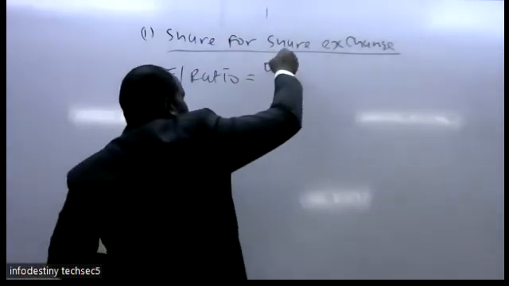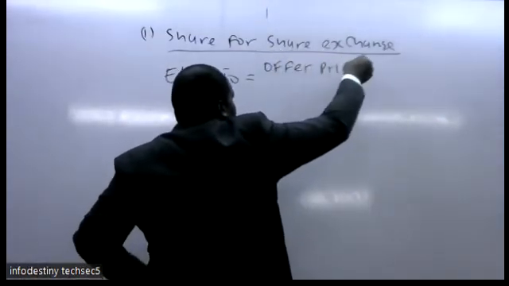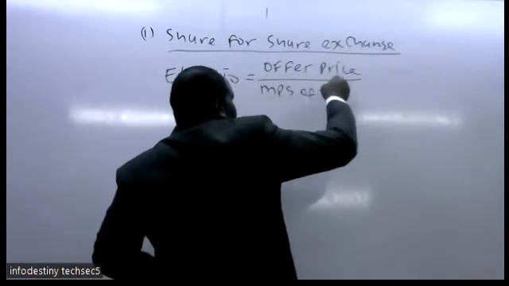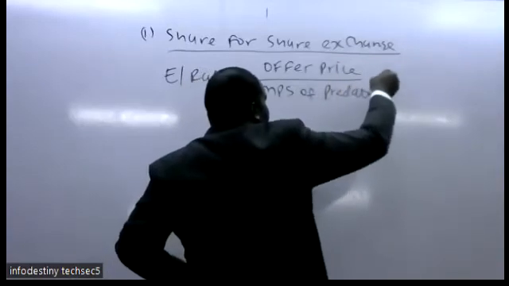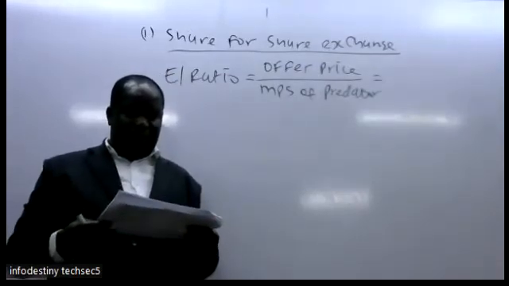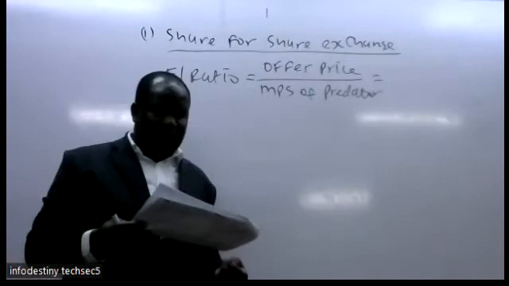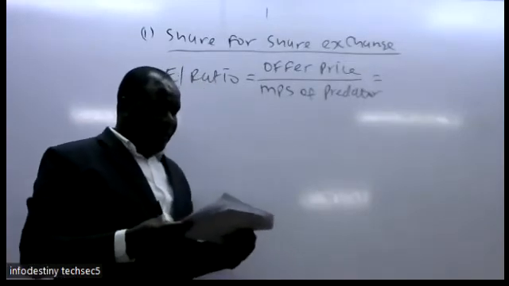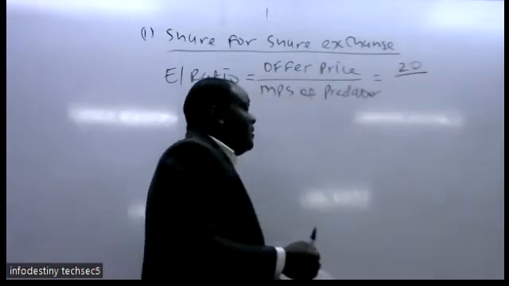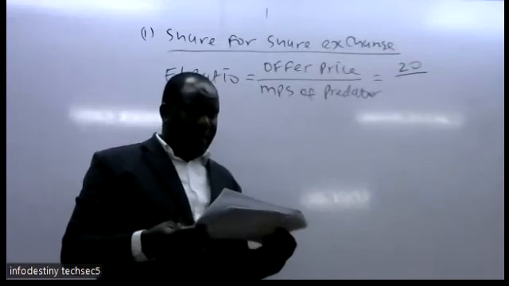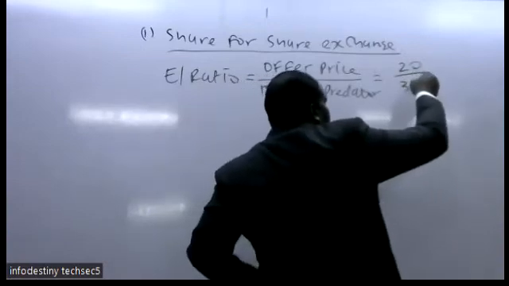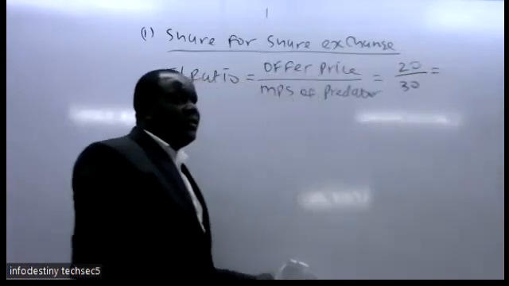The exchange ratio is the offer price divided by the market price per share of the predator. The offer price was given in Roman letter 1. They offered a price of 20. When you check under Kubwa Limited, the market price per share is given as 30. So we come up with that exchange ratio.